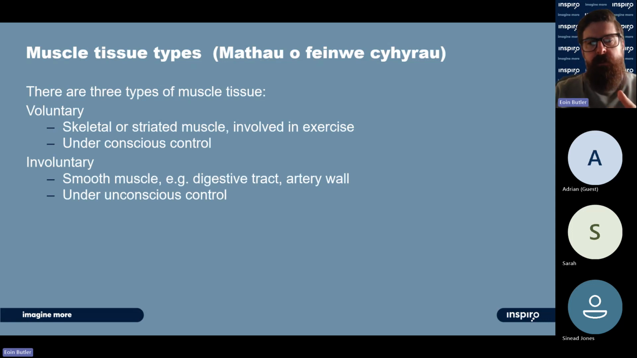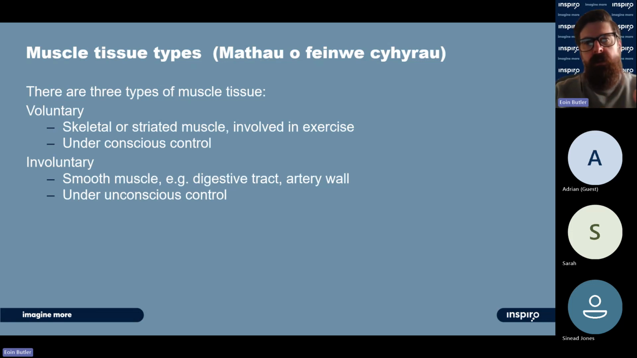Whereas involuntary muscle is smooth muscle found in places like the digestive tract and the artery walls, and as we look at it, it is smooth to look at. It's under the unconscious control of the nervous system, so we don't decide to contract or relax these muscles. If you think about it, when you eat some food and swallow it, the muscles of the esophagus, the stomach wall, and the intestines will contract and relax to break down food and move it along the digestive system. We have no control over that. We can't stop that from happening.